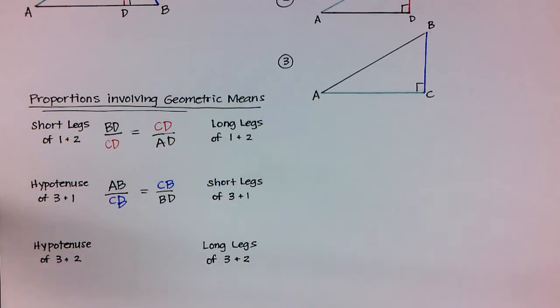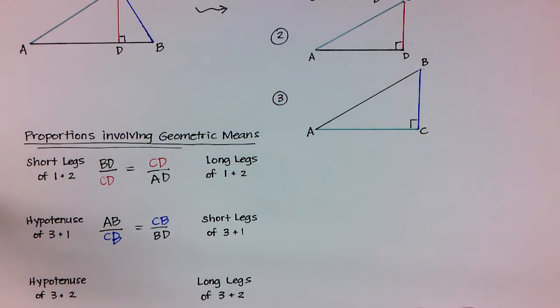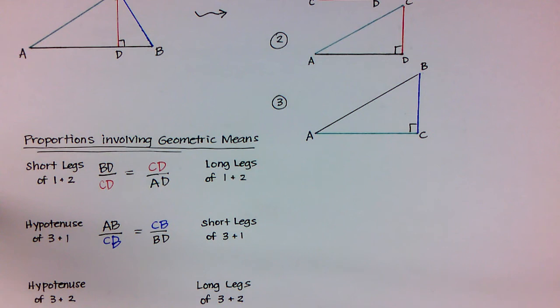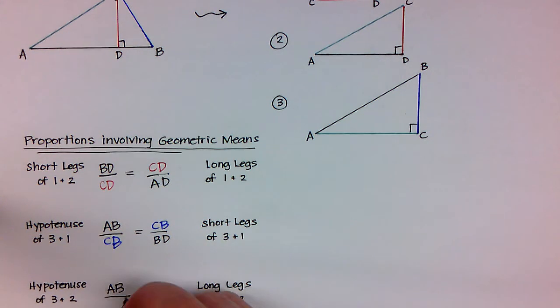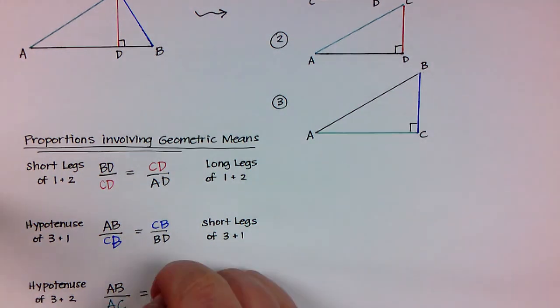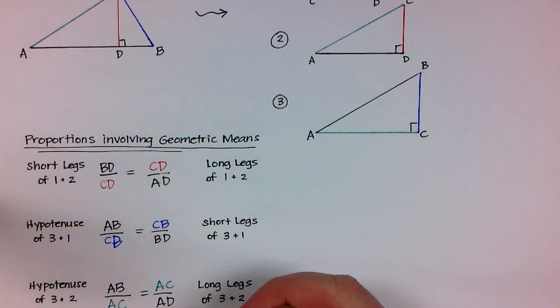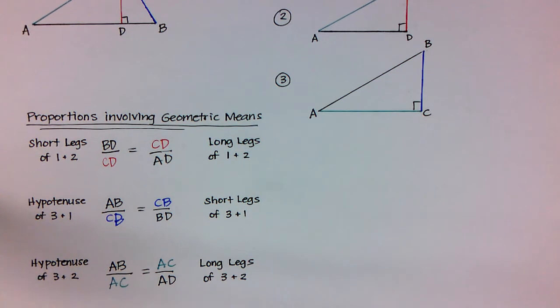So then the final one is the hypotenuse of 3 and 2, and also the long legs of 3 and 2. So I'm going to leave a little bit of room so that you can still see that right there. So the hypotenuse of 3 is AB, and the hypotenuse of 2 is AC. Then the long leg of 3 is AC, and the long leg of number 2 is AD. So look at that. It's kind of cool. I'll move it up so that you can see it.